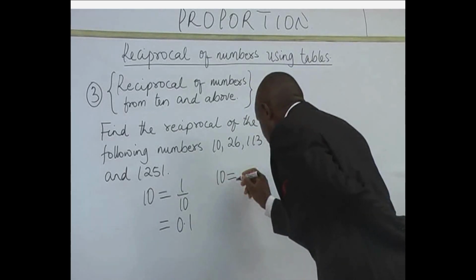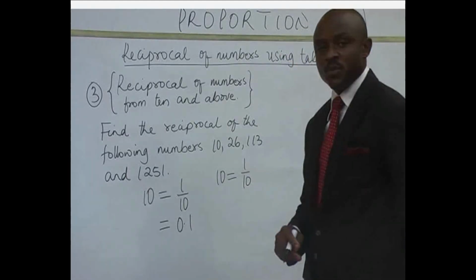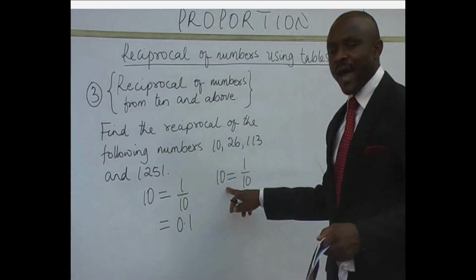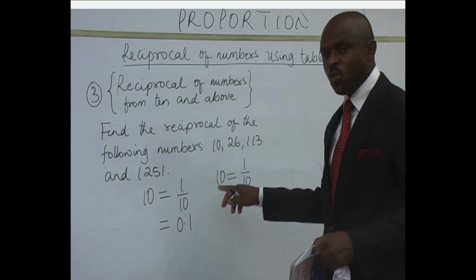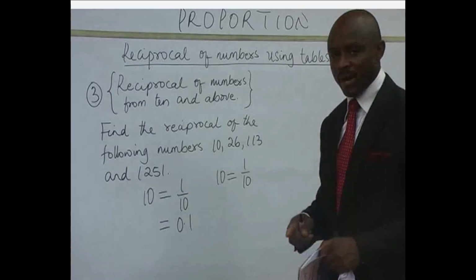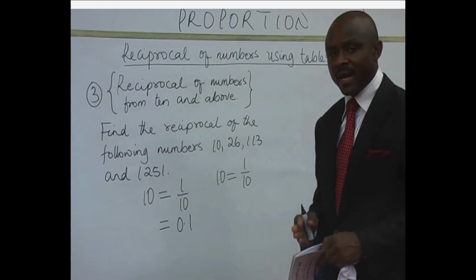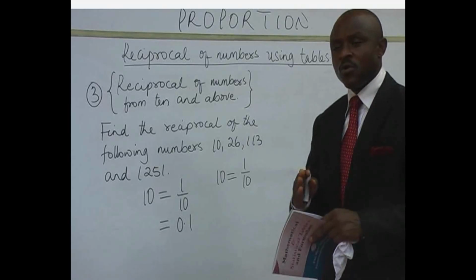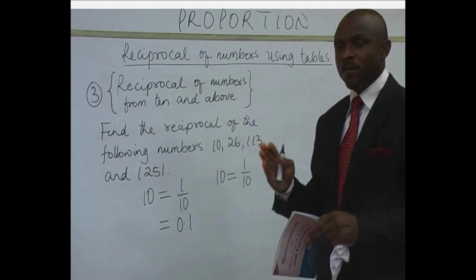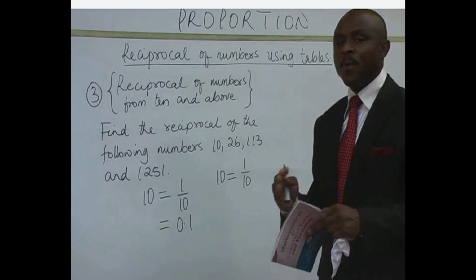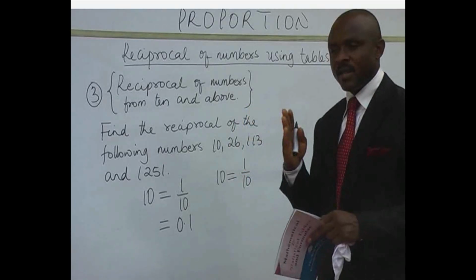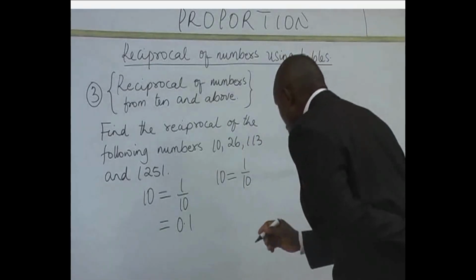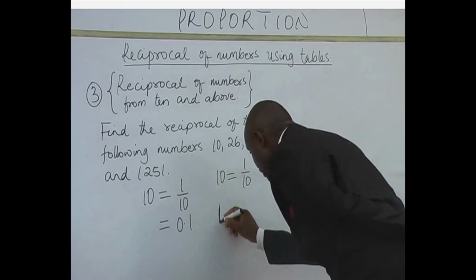10 means 1 over 10 if you are looking for its reciprocal. As you have 10, you are going to write 10 in standard form, just the way you did on numbers that were less than 1. It is only numbers that are between 1 and 10, that means 1 to 9, that you don't need to first write in standard form. But for numbers that are below 1 and numbers that are above 9, that is from 10 up, you need to first of all write them in standard form. So the first thing we do is to write 10 in standard form.